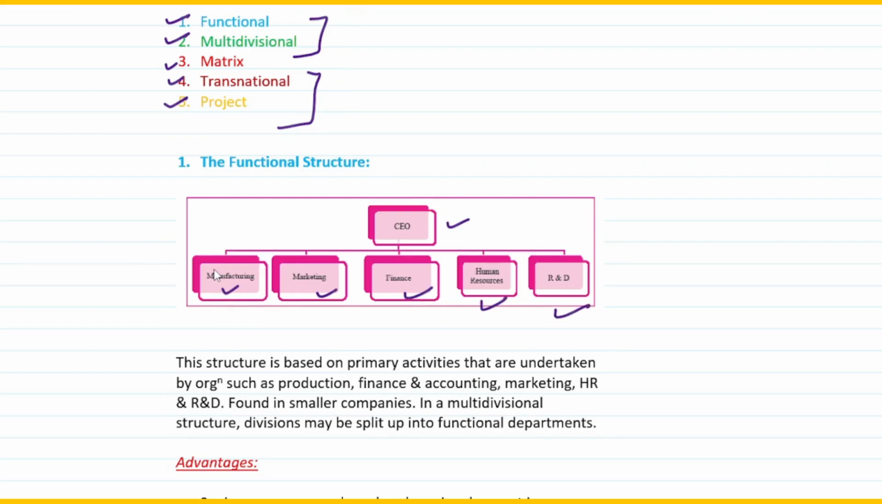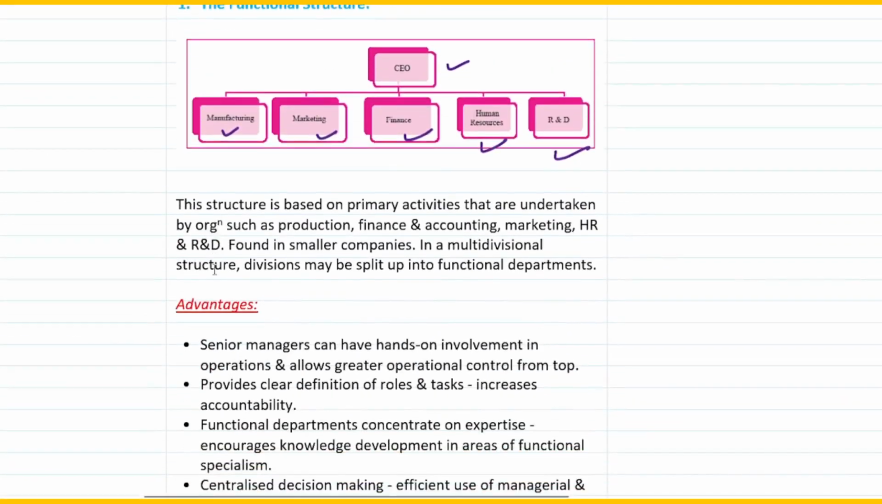You can make this diagram to your convenience, but functional structure basically talks about two levels. One is the CEO, the Chief Executive Officer, and below them, the persons who are supposed to report directly to the CEO can be the various functions of the organization. They are manufacturing, marketing, finance, human resources, R&D, and so on and so forth, right? Let's understand what exactly a functional structure is.